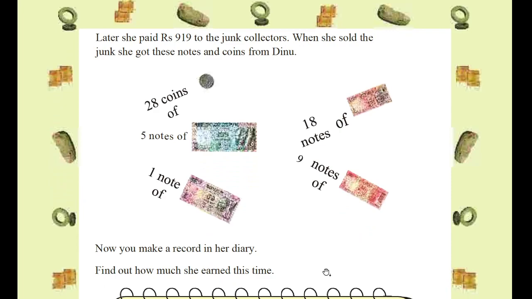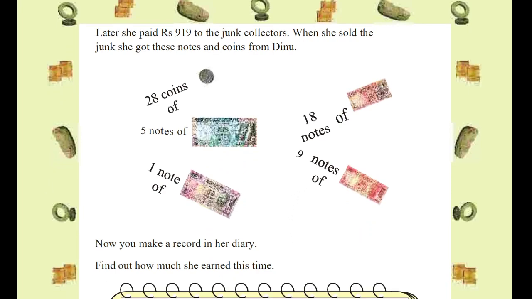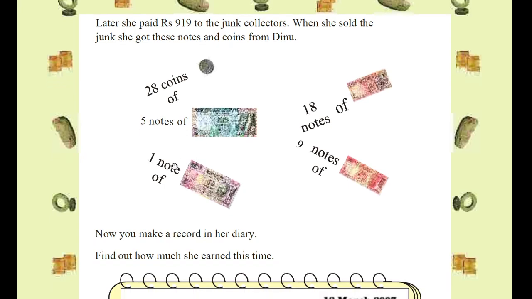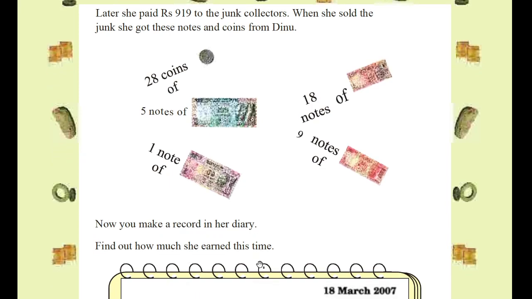Now this is your second question, second part of the same question. Later she paid rupees 919 to the junk collector. When she sold the junk she got these notes and coins from Dinu. So she got these notes and coins from Dinu after paying rupees 919 to the junk collector. Now you make a record in her diary and find out how much she earned this time.